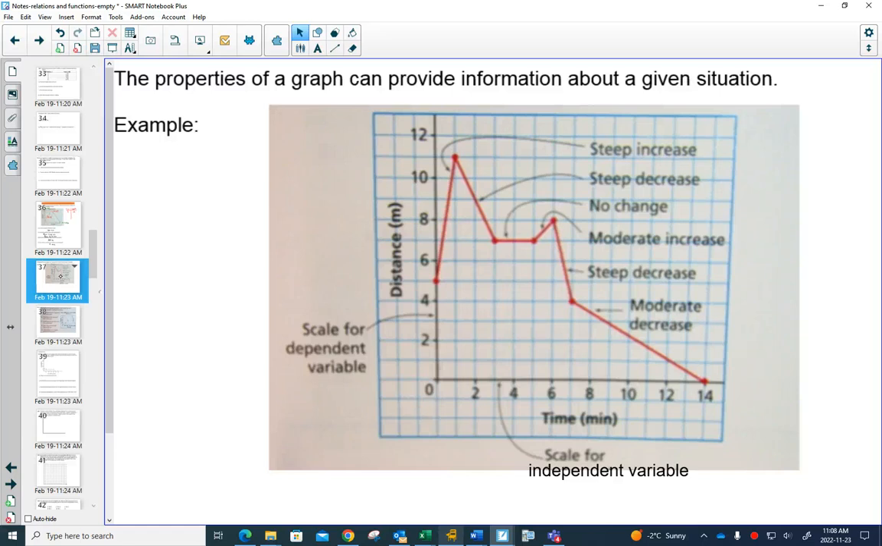So here's the property of a graph. A lot of times we have time and distance. This is a very typical thing. Dependent is always on here. Independent is always on here. This is a steep increase, steep decrease. If it's flat, there's no change. A little bit of an increase, steep decrease, slower decrease. Some things to interpret as we're going along.